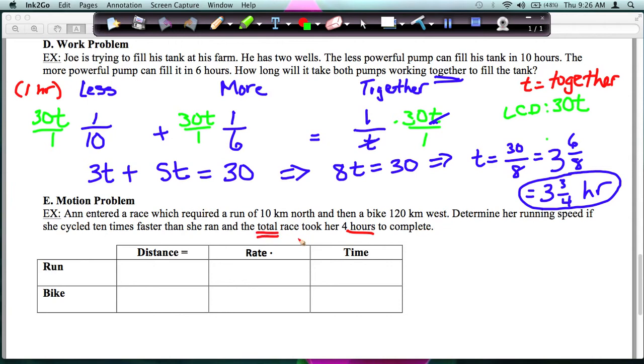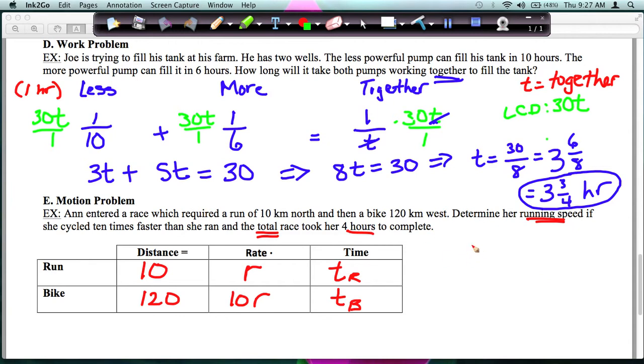So first let's fill in what we know. The distance running was 10, and the distance biking was 120. I don't know the exact rate, but I know that she cycled 10 times faster, so that'd be 10r. And then I don't know her time. I'm trying to find her running speed, so we'll get to that in a minute. So this is her time running, and this is her time biking.